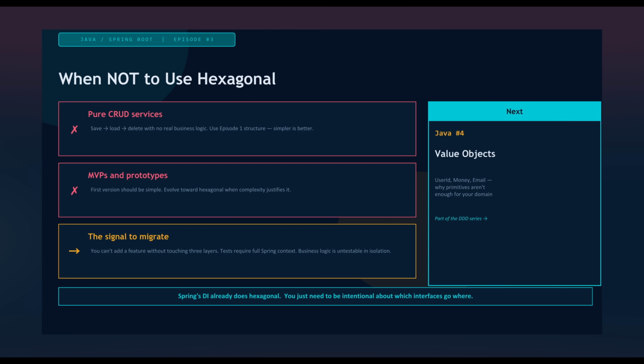We took the structure from episode 1 and made it proper. Explicit ports, explicit use cases, adapters that know nothing about the domain. The core insight: Spring's dependency injection already does hexagonal architecture. You inject interfaces, Spring provides implementations. Hexagonal just means being intentional about which interfaces go where and keeping the domain completely free of framework annotations.